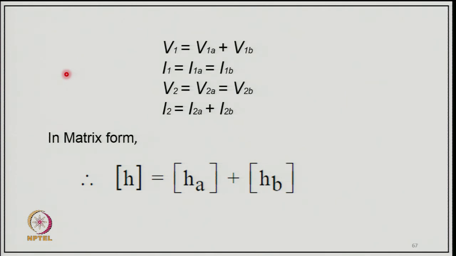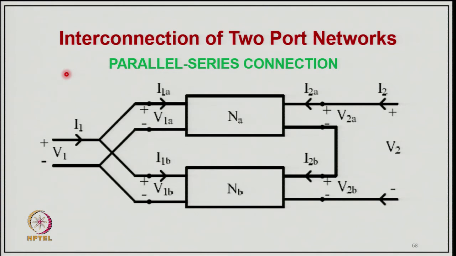So V1 equals V1A plus V1B, but I1 equals I1A equals I1B, and for the output, connecting them in parallel, V2 is V2A equals V2B, and I2 is the sum of I2A plus I2B. In matrix form this becomes easier in the H parameter, the hybrid parameter. So H equals HA plus HB.